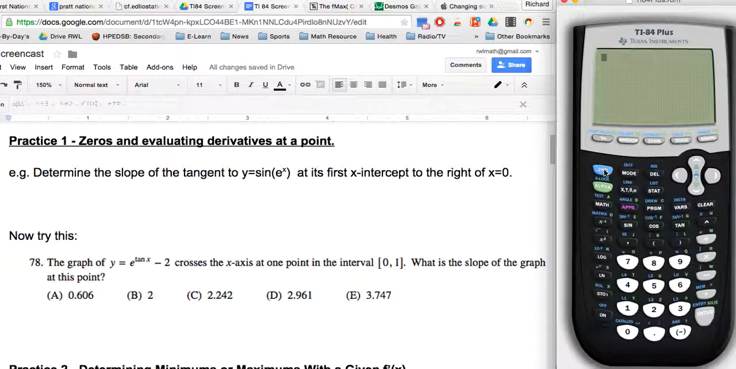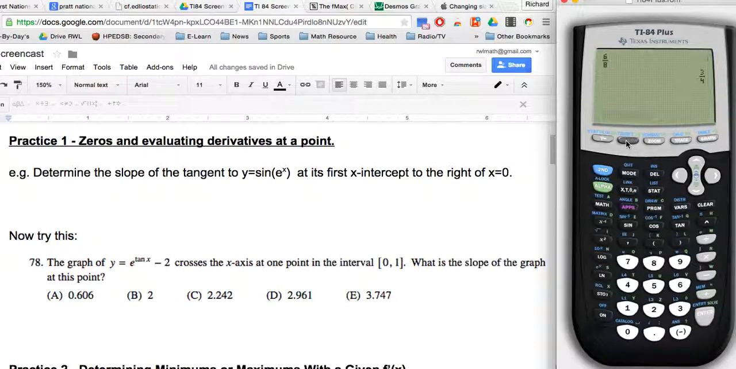I get out of any screen by hitting second and mode, the blue key and then mode. There's a new feature on the most recent TI-84 Plus calculators: if you hit alpha and y equals, it gives you your fraction buttons. So you just hit enter if you want to have a fraction, and if we put in 6/8, it should reduce it for us to 3/4.